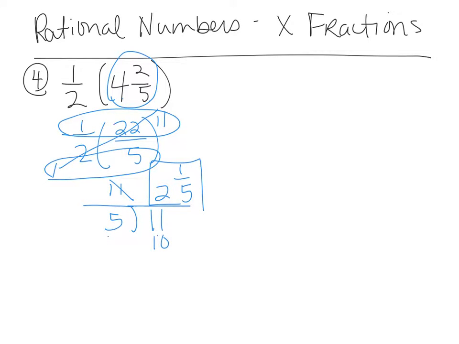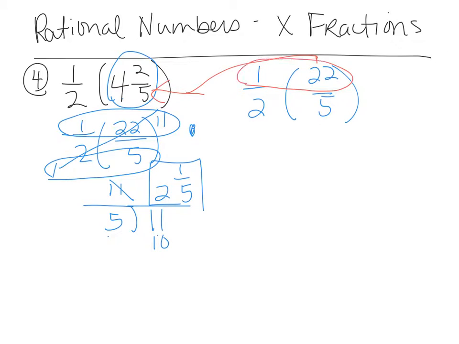If you didn't want to do it with the simplifying right here, we could do the same thing. We'll put it down here, 1/2 times 22/5. You still change the mixed number into an improper number, just like we did here. And so we're multiplying numerators to numerators. 1 times 22 is 22, and 2 times 5 is 10.